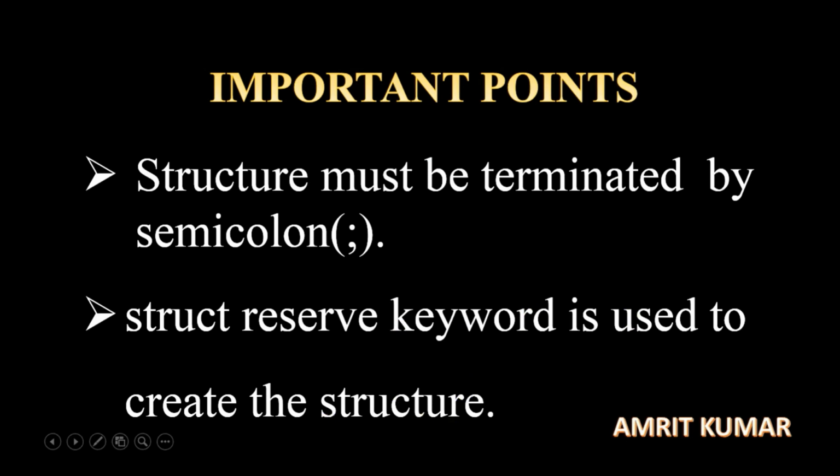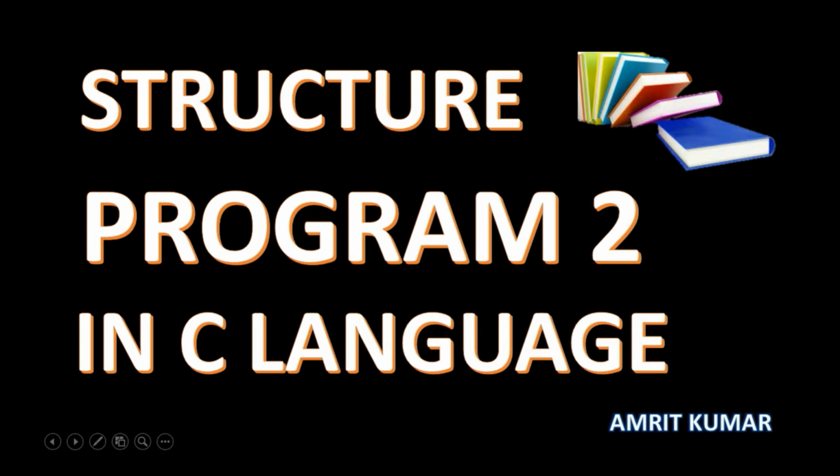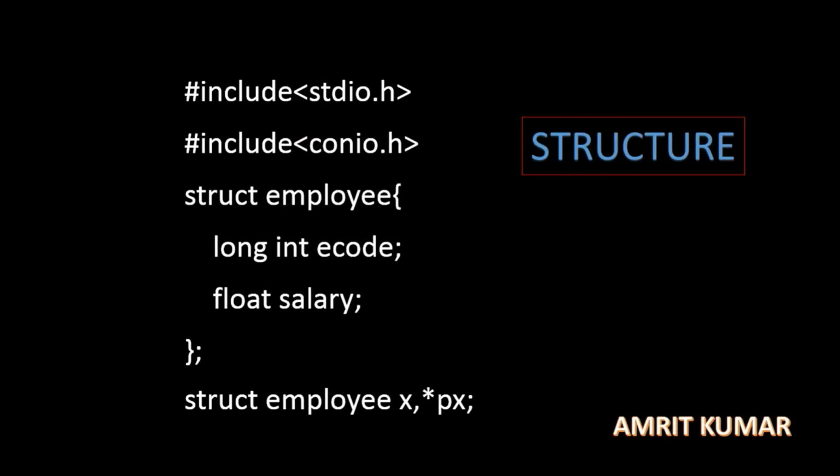Now here is the program that I am going to discuss for the structure, program number 2. So let's look at it. This is the program. We are defining hashtag include stdio.h and hashtag include conio.h, which are header files. So I am declaring our header files here. stdio stands for standard input output header file, and conio stands for console input output header file. You can see here this is conio, which is also a header file.